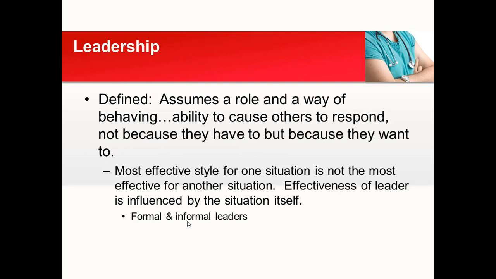So, know what leadership is. It's basically a way of behaving, a role that a person prefers to be in, and it really makes others respond or make changes or better themselves, not because they have to, but because they really want to be better, or they really want to perform well.